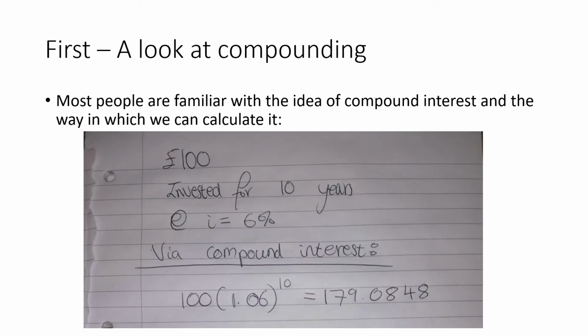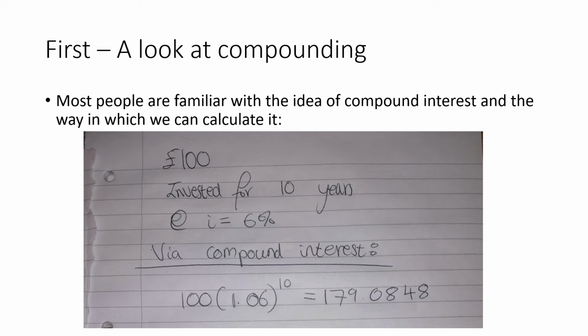So first of all, to understand discounting, we have to first look at compounding, and most people will have come across compound interest and the idea behind it. On this slide, I've got a very basic calculation to do with compound interest. Let's say, for example, I had £100. I wanted to invest it for 10 years, and I was offered an interest rate of 6%.